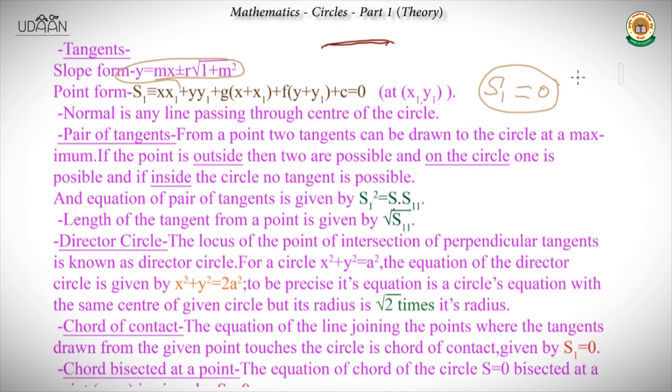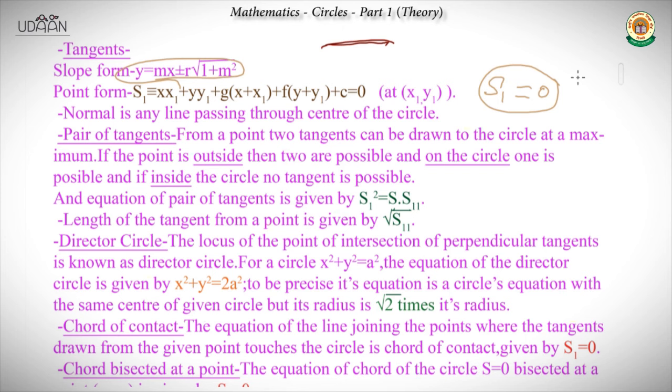If you remember what we did in S1, we replaced 2x by x plus x1, and x square by x into x1. In S12 equals 0, we replace x square by x1 x2 and 2x by x1 plus x2, and similarly for y. So it will be converted to the form x1 x2 plus y1 y2 plus g into (x1 plus x2) plus f into (y1 plus y2) plus c equals 0. So the condition for 2 points to be conjugate is S12 equals 0.